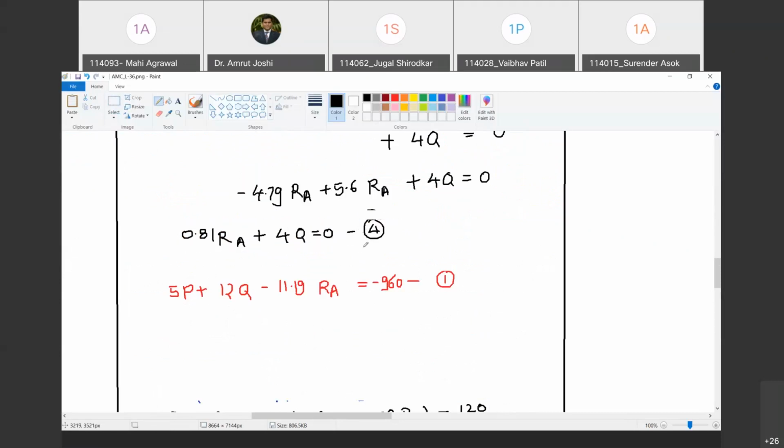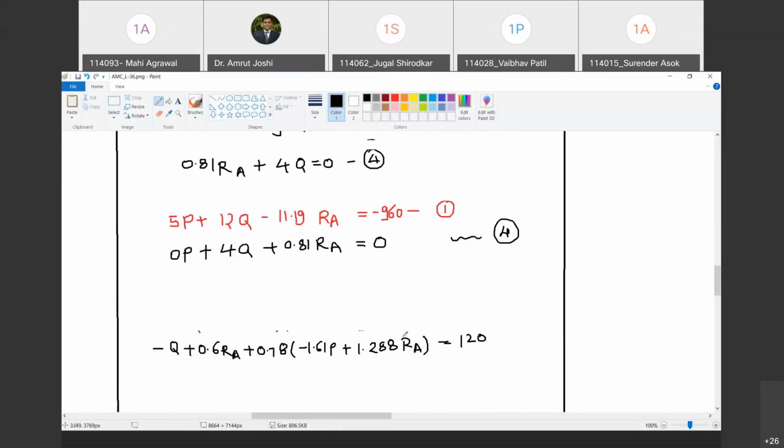So if I rewrite equation number 4, can I write it as 0 times P plus 4 times Q plus 0.81 times RA is equal to 0? Do you agree with me? Yes, sir. This itself is equation number 4 rewritten, which means its order is changed. So we have now two equations in P, Q and RA. Are you with me? Yes, sir.